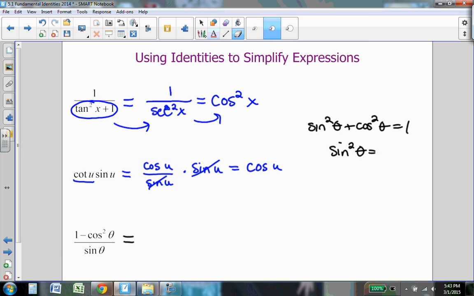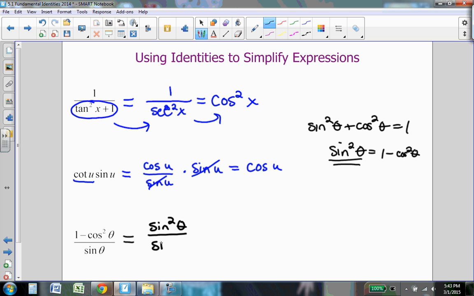If I subtract the cosine squared, I have 1 minus cosine squared theta. So that numerator can be replaced with what is equal to sine squared. Put that over the sine of theta. And whenever you have a square over the first power, it simplifies down to 1, so that it equals the sine of theta.